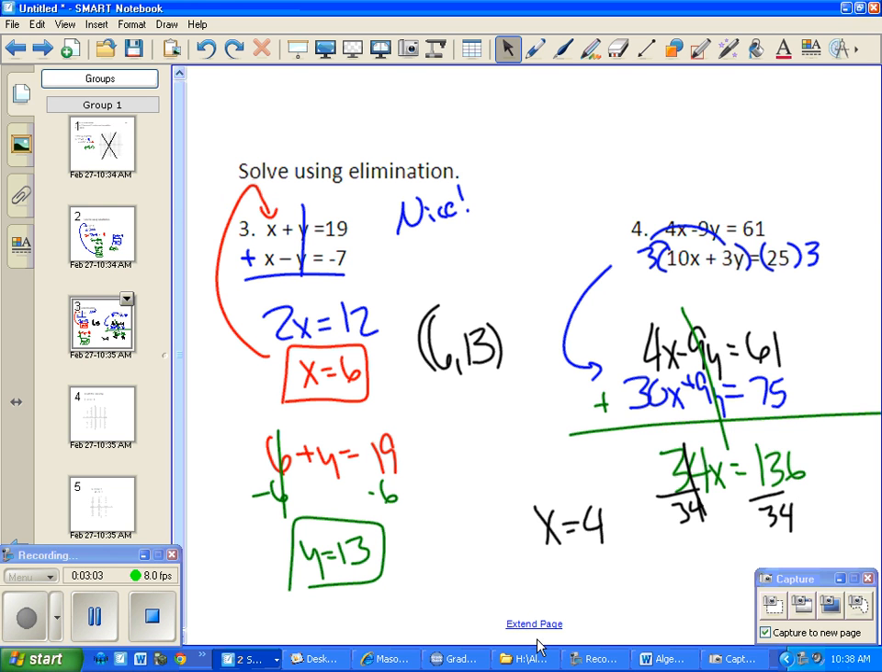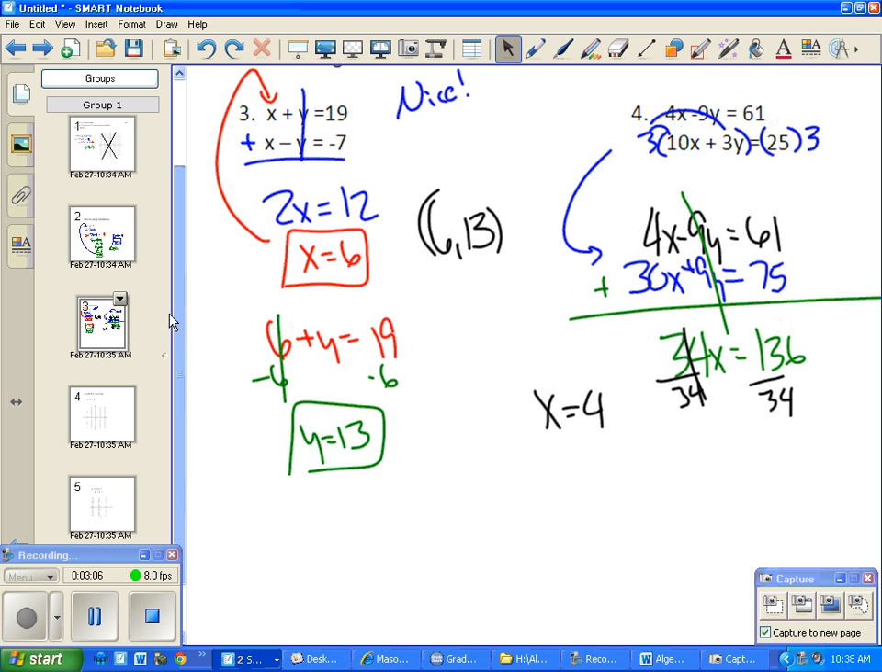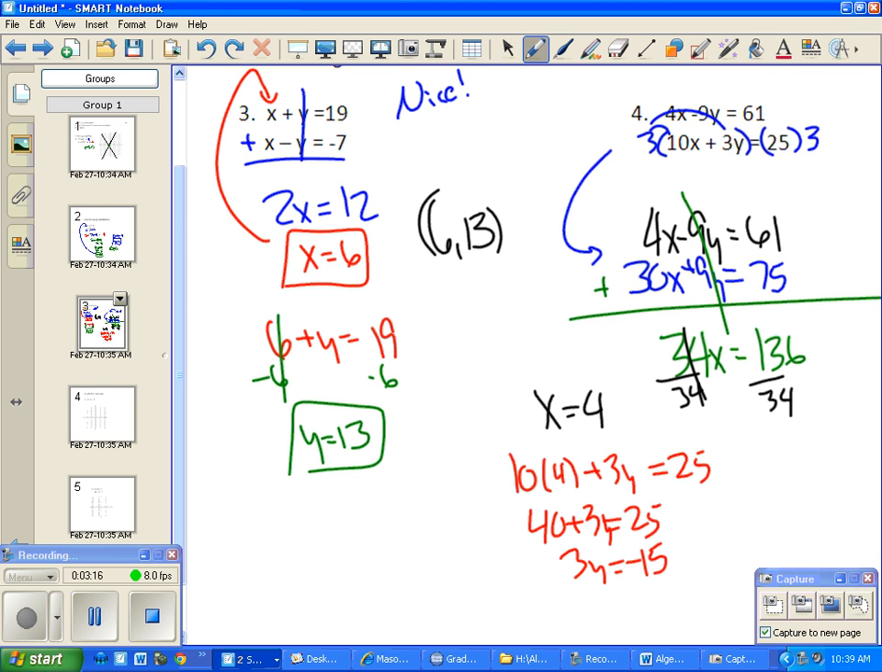Now you got to go back and get y. I'm not sure which one's better. I'll use the bottom one here. 10 times 4 plus 3y equals 25. So 40 plus 3y equals 25. Go ahead and subtract 40. 3y is -15, so when you divide, now you have y is -5.